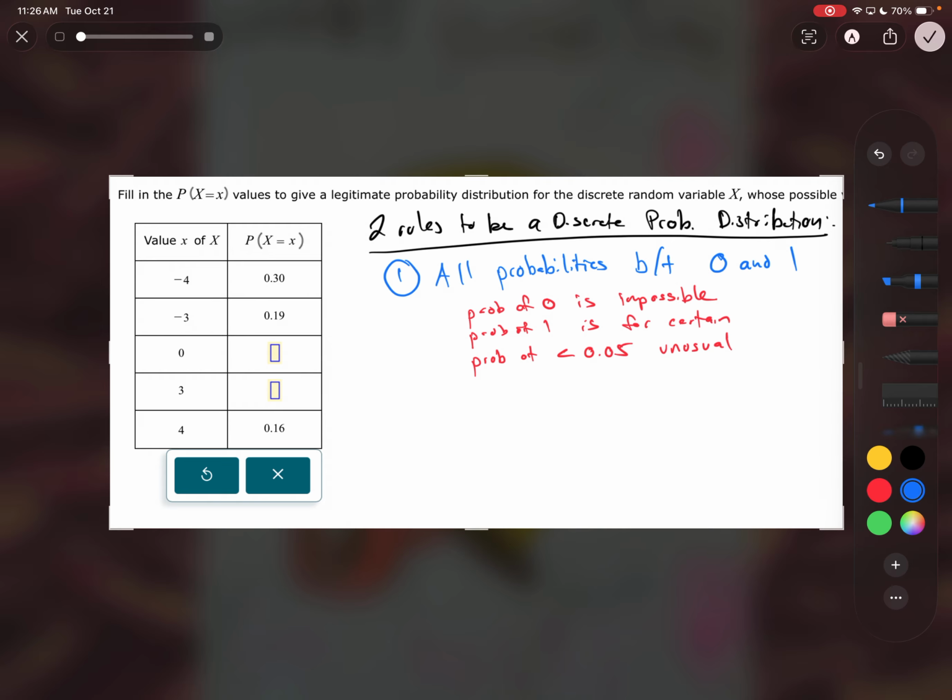All right, so all probabilities have to be between 0 and 1 because 0 is impossible, 1 is for sure going to happen, and then you got everything in between. That's our first rule. Our second rule is all probabilities add up to 1. I need to make sure that all the probabilities are rounded correctly and add up to the number there. Those are my two rules for a probability distribution.